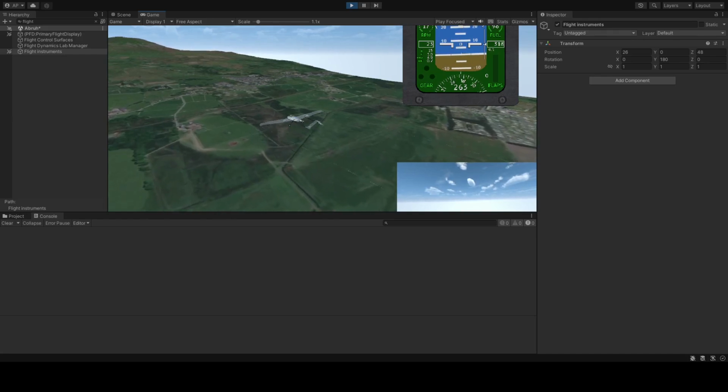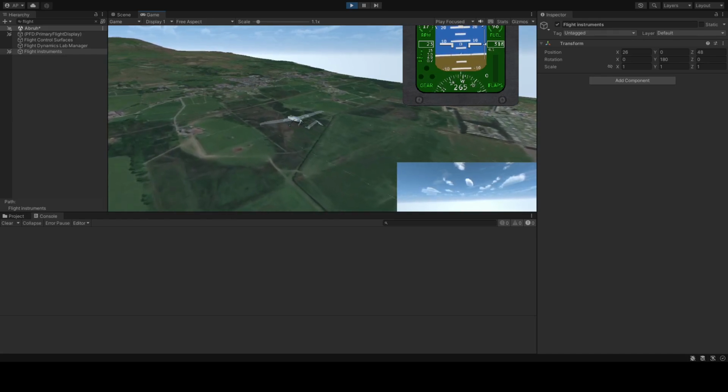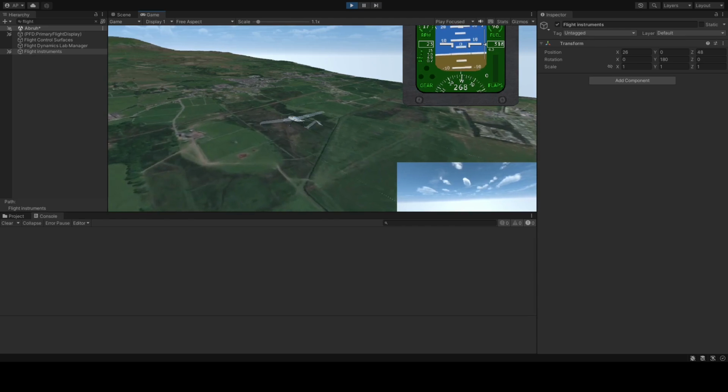As shown here, cruise flight can be achieved at 23 meters per second and at a throttle of 17 rpm.